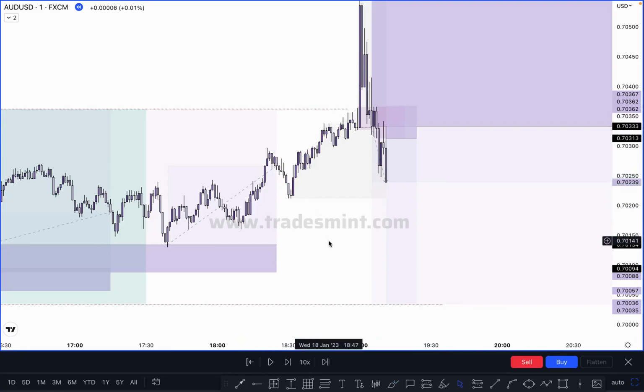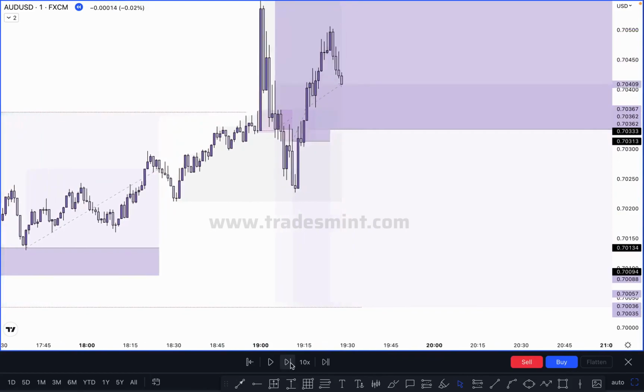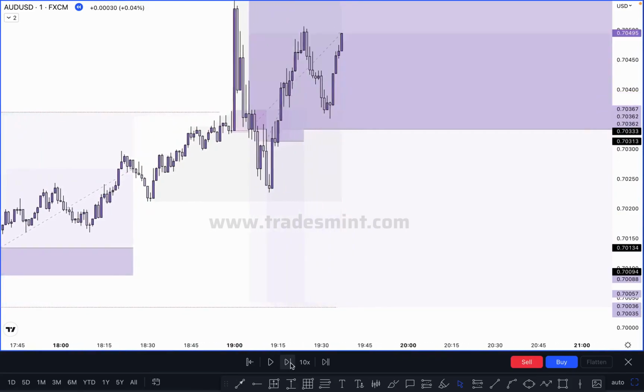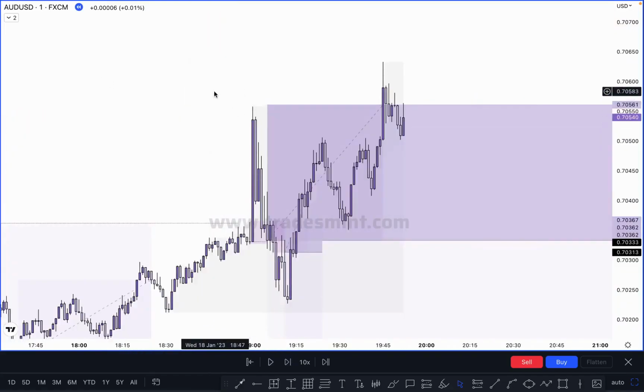So let's see what happened next after this move. All right, so let's see. Okay, so what happened here: finally the market hit our stop loss, and then after that, you can see the market took out both stop losses here. So in these two trades I want to mention something.